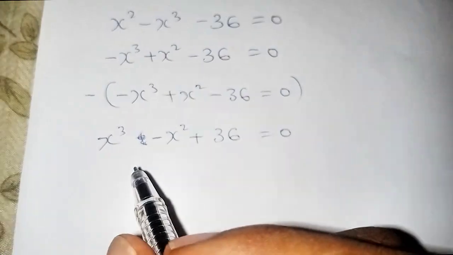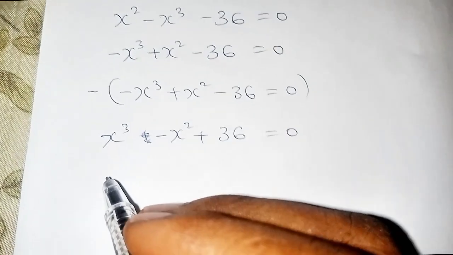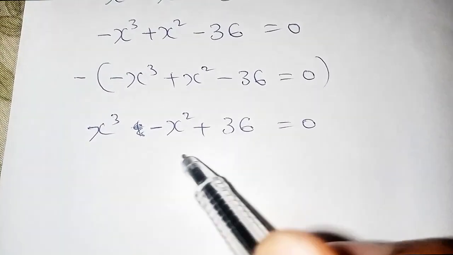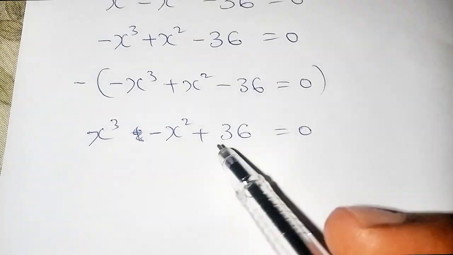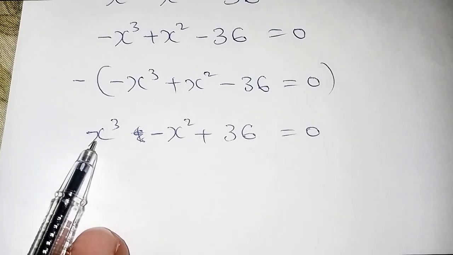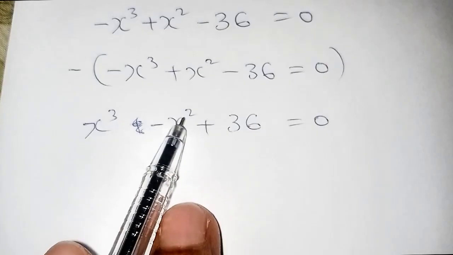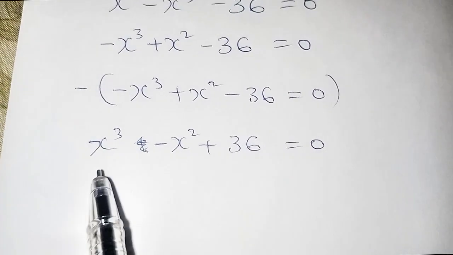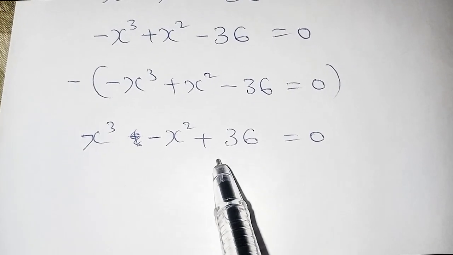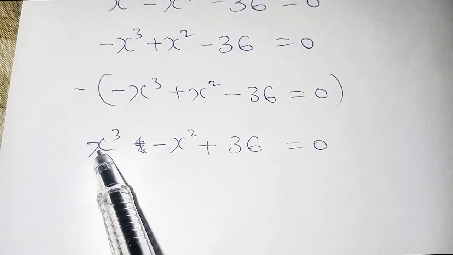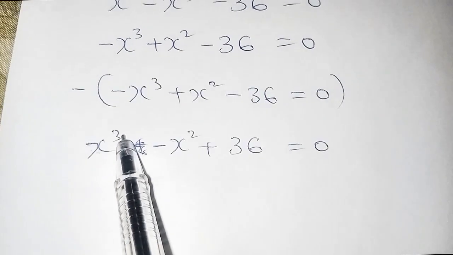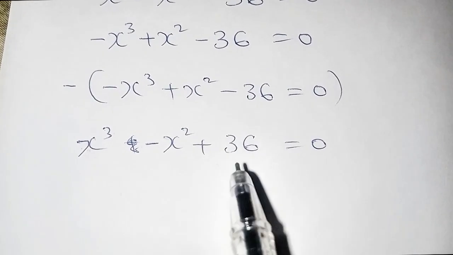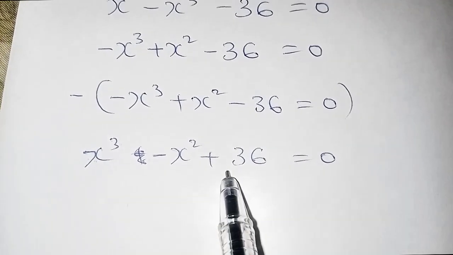So we're going to do something. We're going to use a trial and error method and see which will make this equation tend to 0. If we use 1, which is plus 1, we'll have 1 here, 1 here. 1 minus 1 plus 36 cannot give us 0. If we use negative 1, the same thing, it cannot give us 0. We use 2, this will give us 2 to the power of 3 as 8, minus 4, which will not give us 0. If we use minus 2, the same thing.